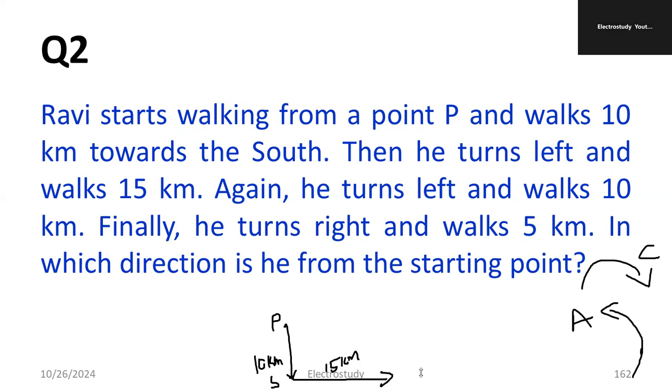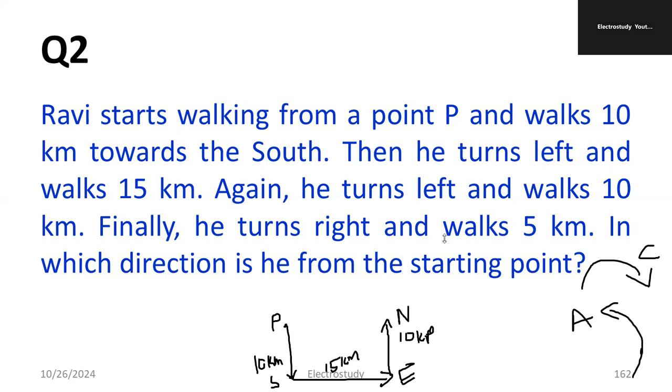Now in which direction is he? East direction. Again he turned left. Again turning left means it will be the anti-clockwise direction. So 10 kilometers. Now he's facing the north direction.